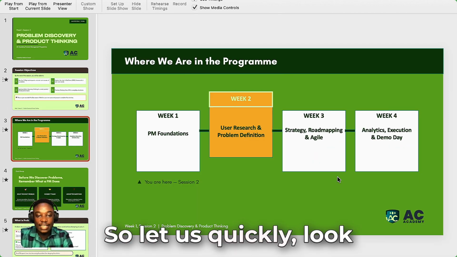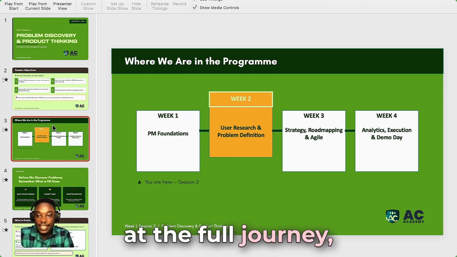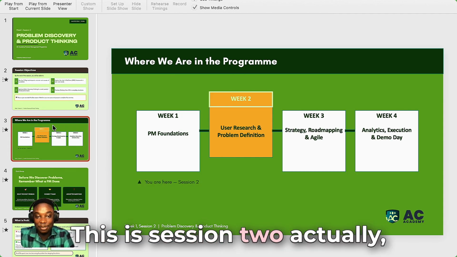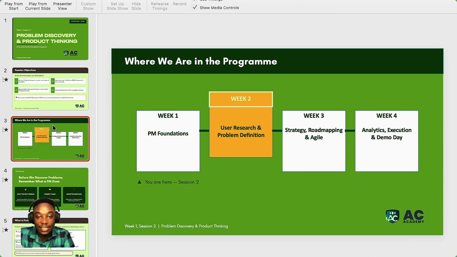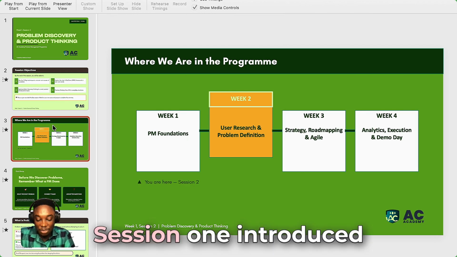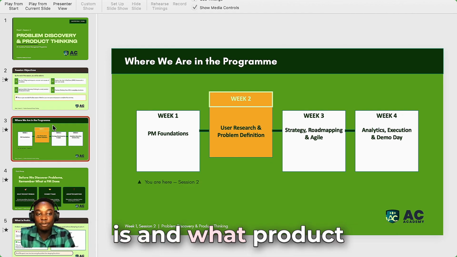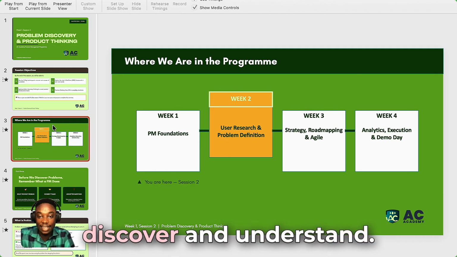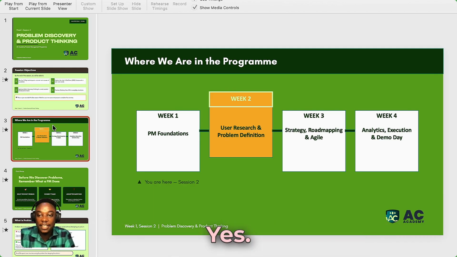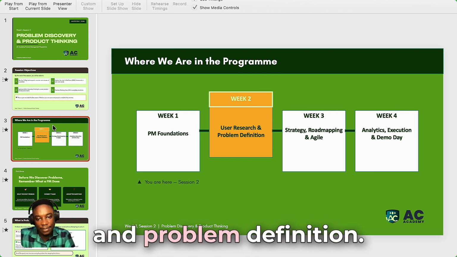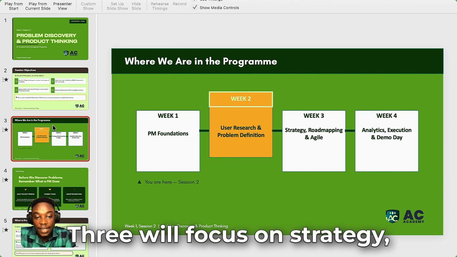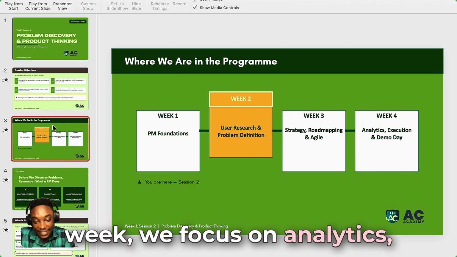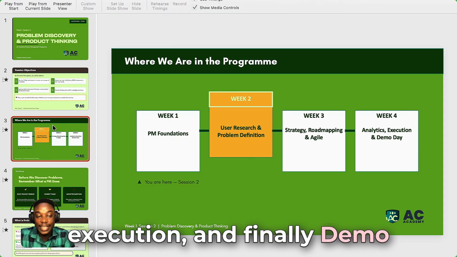So let us quickly look at where we are in the program. We are still in week one. This is session two, which is about product management foundations. Session one introduced what product management is and what product managers actually do. And this session now focuses on how product managers discover and understand problems. Yes. Week two will take us into user research and problem definition. Week three will focus on strategy, roadmapping, and agile. And then week four, the final week, will focus on analytics, execution, and finally demo day where we get to present.